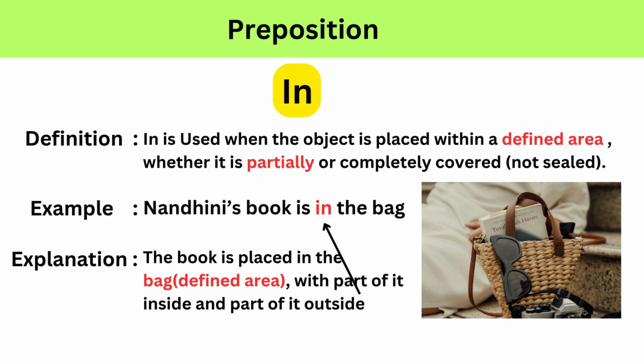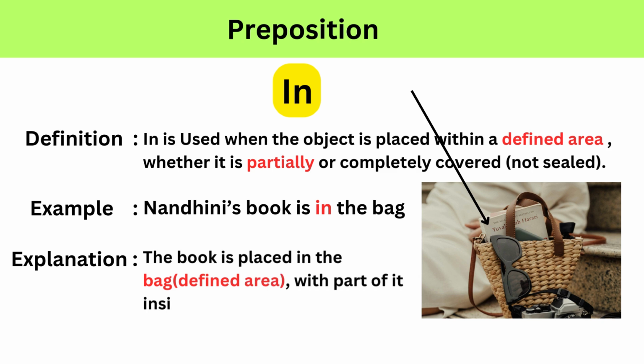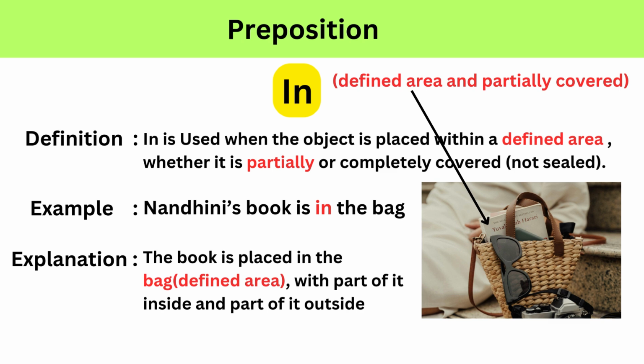Here, we use in because, as seen in the image, the book is placed within a defined area, that is, the bag, where half of the book is inside and the other half is outside, and it is partially covered, not completely sealed. Thus, it matches the hint defined area and partially covered, so we use in here.